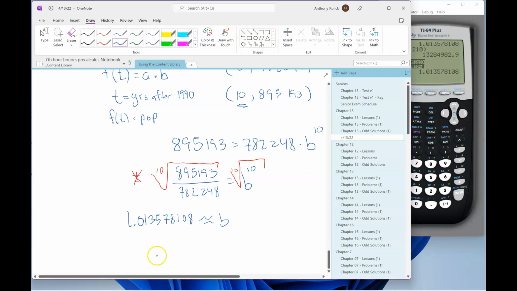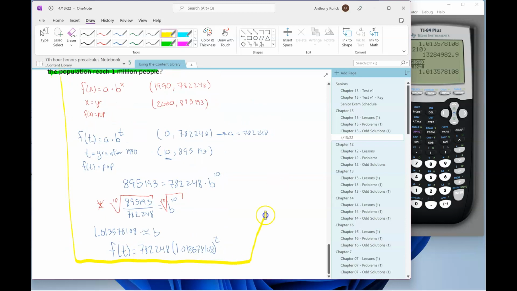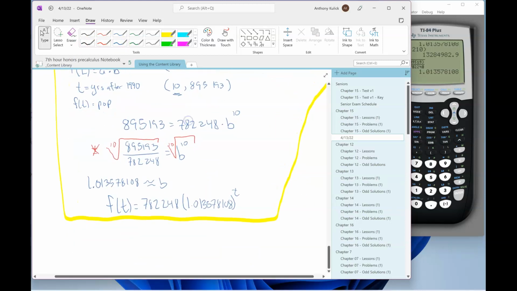Okay, so what we have then, f of t equals 782,248 times 1.0135781 to the t. So this first part that we've done here is just like the first part of the problem that I had highlighted in yellow. Okay. So to finish the second part, then I need to find the year, the time, when the population gets to 1 million.